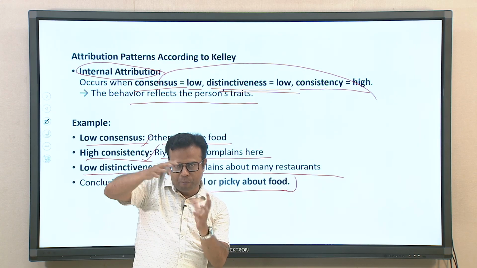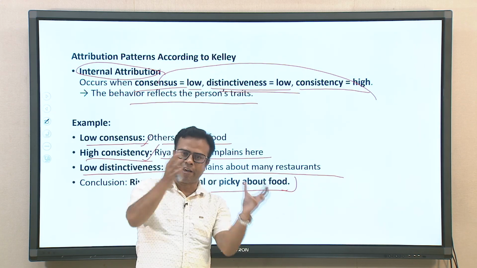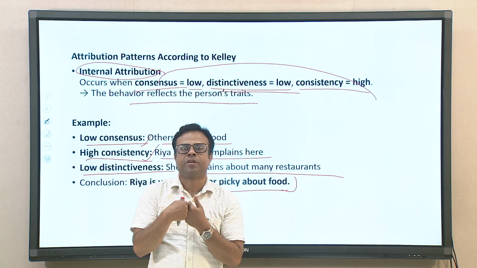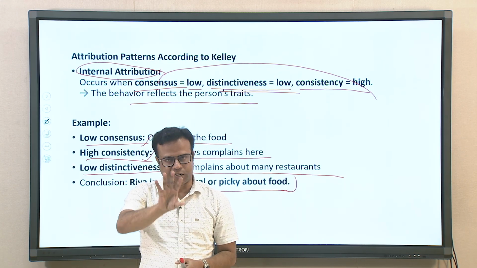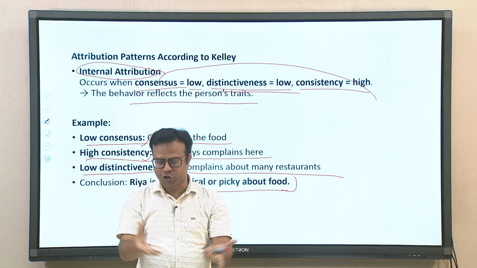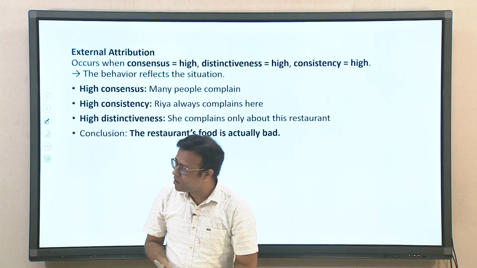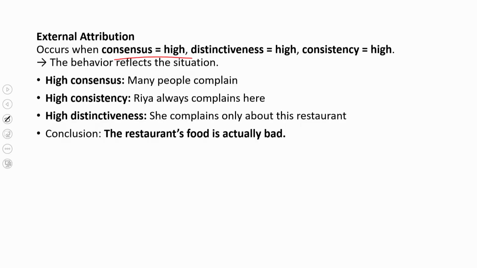If there is this combination, low consensus, high consistency, low distinctiveness, then we are more likely to give internal attribution in such situations. External attribution happens when consensus is high, distinctiveness is high, consistency is also high. When all three are high, then we are more likely to make external attribution.